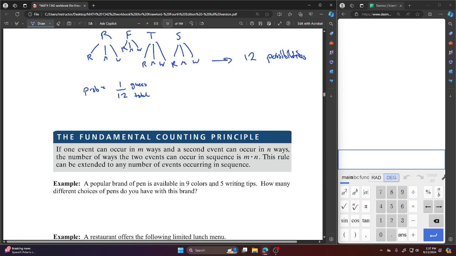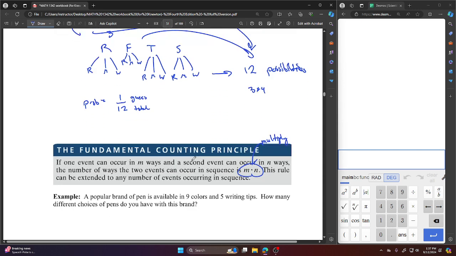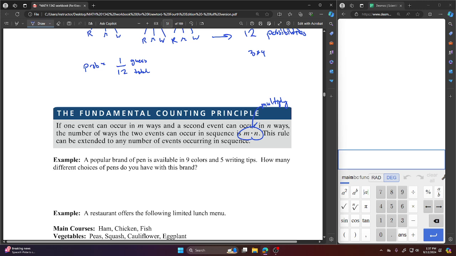So, the fundamental counting principle. Right here's the most important thing. We are going to multiply when we get two different things going on. And we kind of already did that earlier. If you go back, I have 4 of these and I've got 3 of these. How did I get to 12? I multiplied, right? Does that make sense? So that's what I'm going to do here. Multiply.